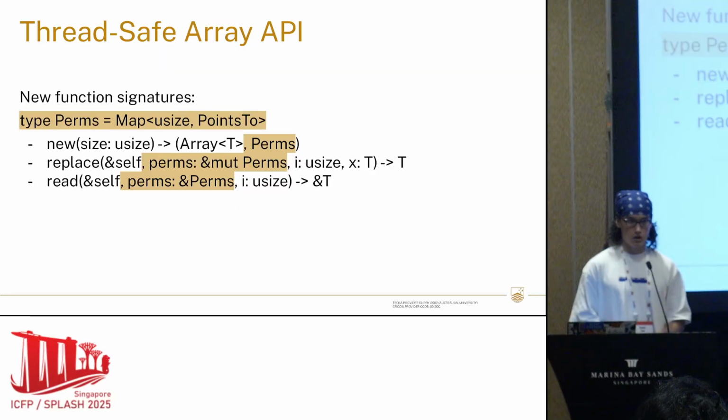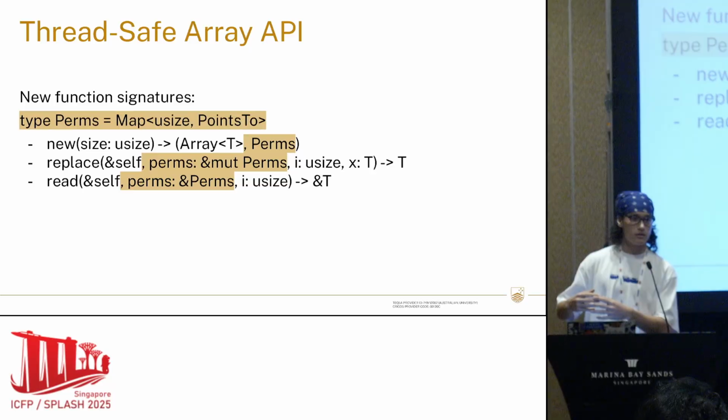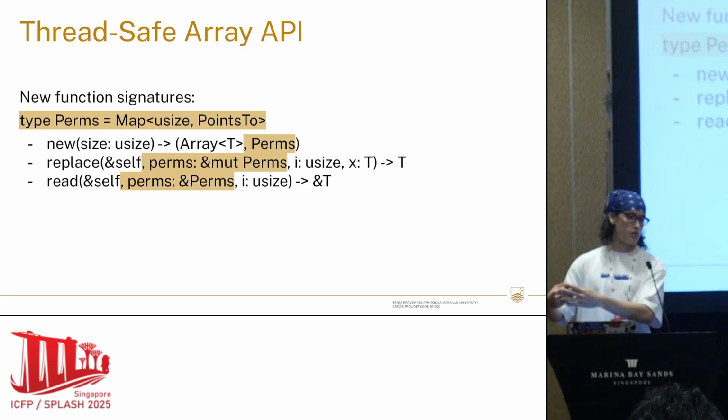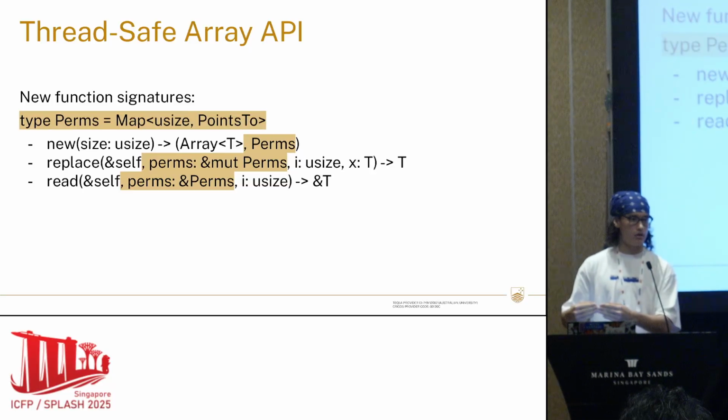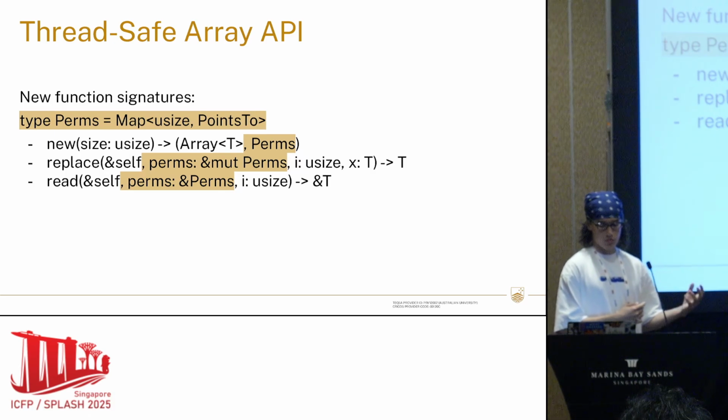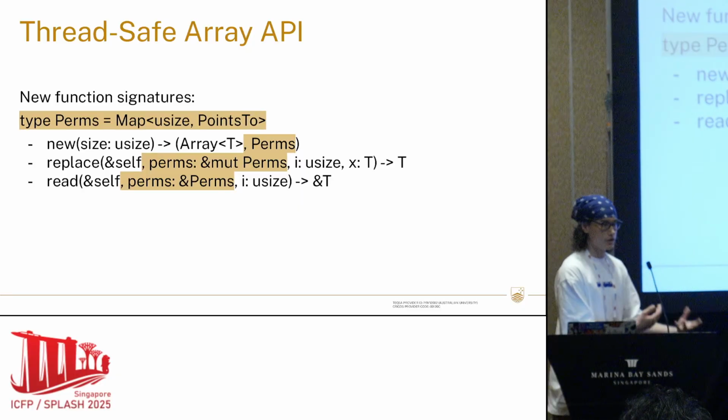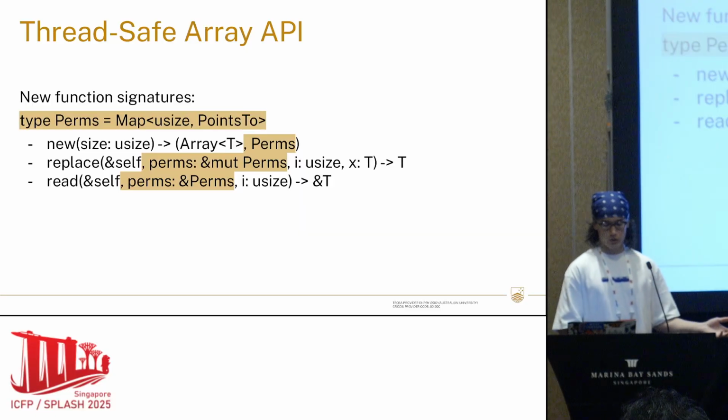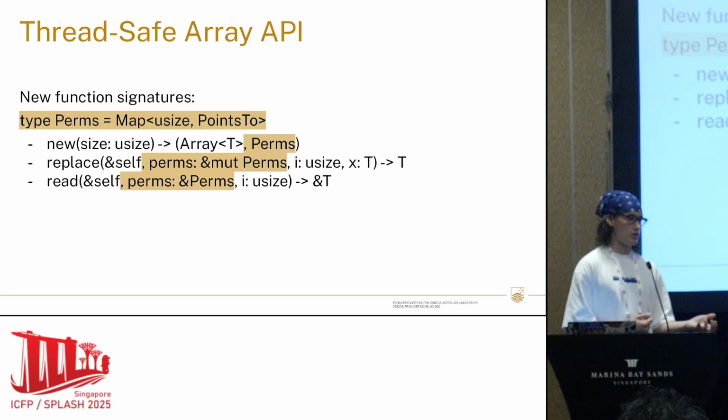So instead of getting back only the array when we want to create it, we will get back both the array and the set of permissions that corresponds to that array. Now, when we want to write to an array, we will require a mutable reference to the permissions map. And when we want to read it, we will require a shared reference to the permissions map.